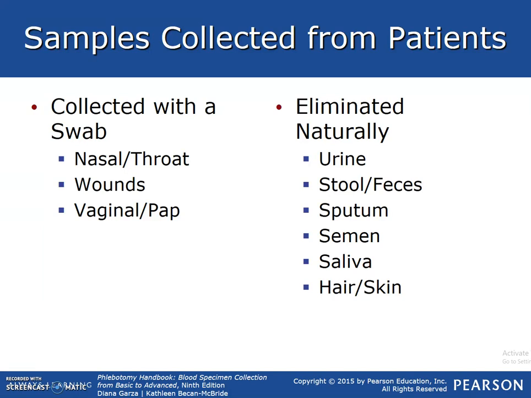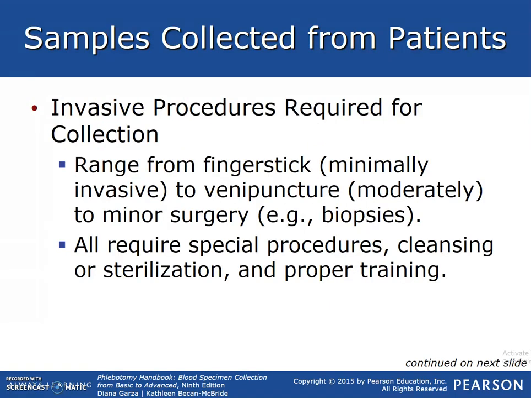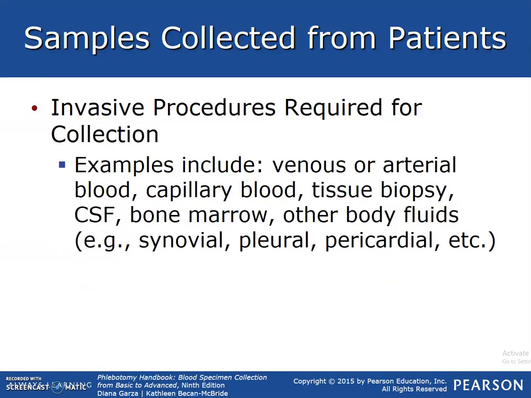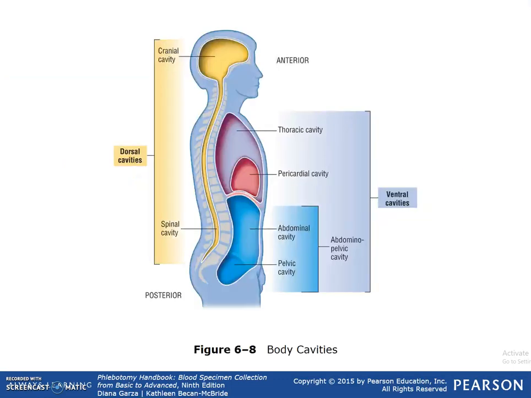Just as a review, samples collected with a swab include nasal and throat swabs for flu and strep, wounds, and vaginal pap smears. Samples eliminated naturally include urine, stool, feces, sputum, semen, saliva, hair, and skin. Invasive procedures required for collection range from finger sticks to venipuncture to minor surgery such as biopsies. All require special procedures, cleansing and sterilization, and proper training. Examples include venous or arterial blood, capillary blood, tissue biopsies, cerebrospinal fluid, and bone marrow. They can be obtained from the synovial, pleural, and pericardial areas.